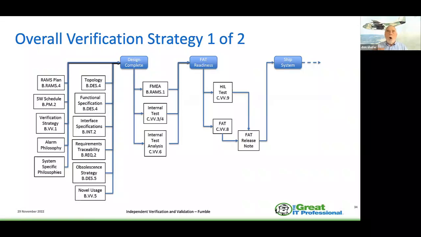If I'm working in both a hardware and software environment, what do I do? So here's an example, and I've got both of these. This is from one project, and this comes down to, in my design, I care about, do I have a design complete? And my design complete concerns my requirements plan, my software development schedule, my verification strategy, my alarm philosophy, and system-specific philosophies. Alarm philosophy, I think, well, what's that?